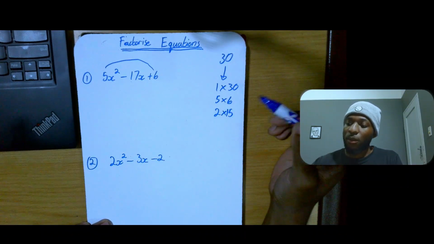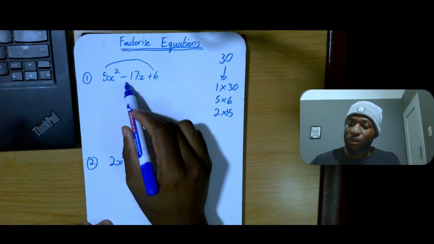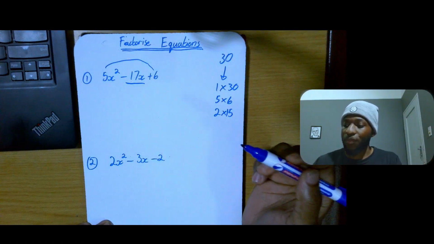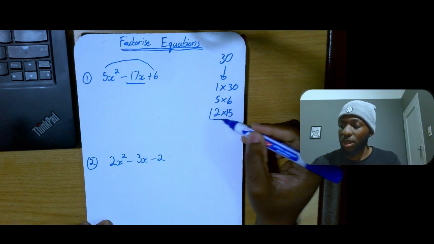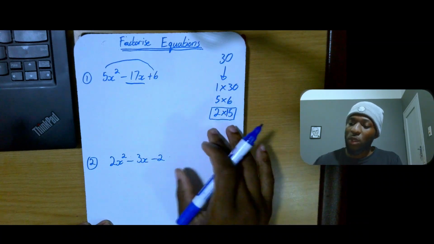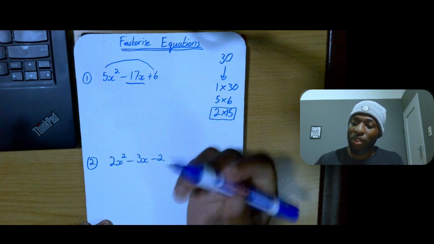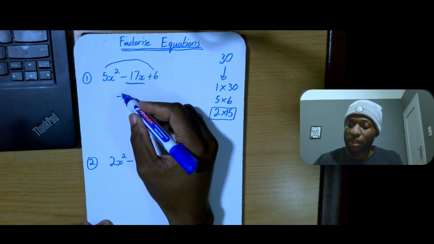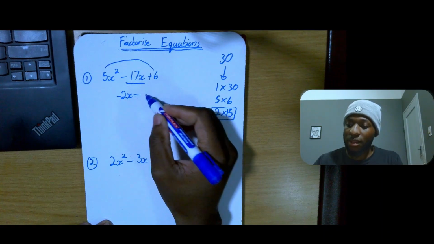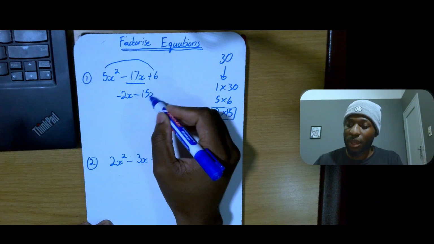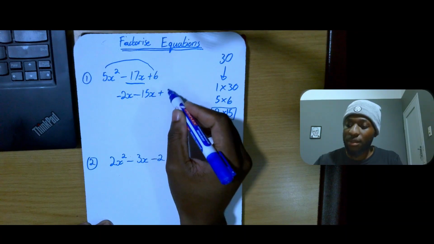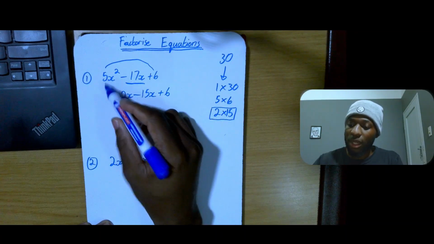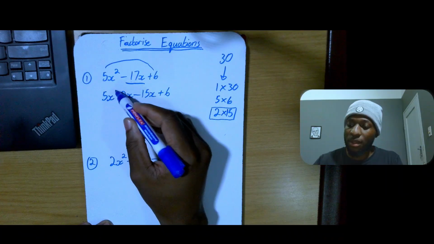Now we need to pick the numbers that will add up to negative 17x. So we'll pick 2 and 15. For 2 and 15 to give us negative 17, they both need to be negative. So we'll write them as follows: negative 2x minus 15x, plus that 6, and we bring that one down, 5x squared.